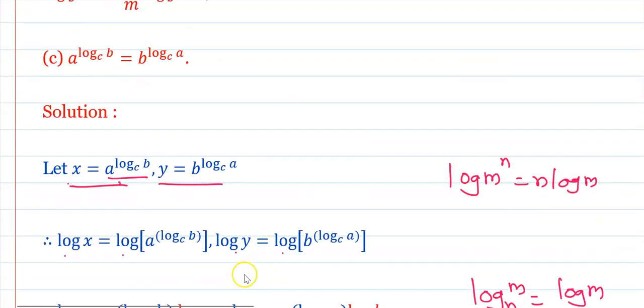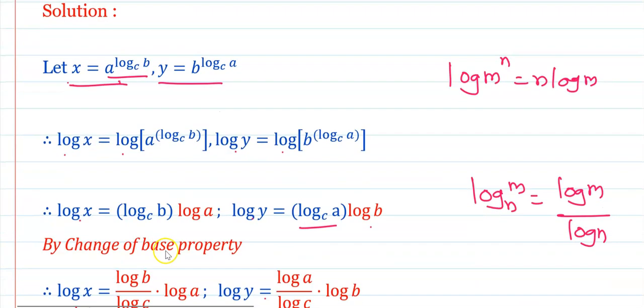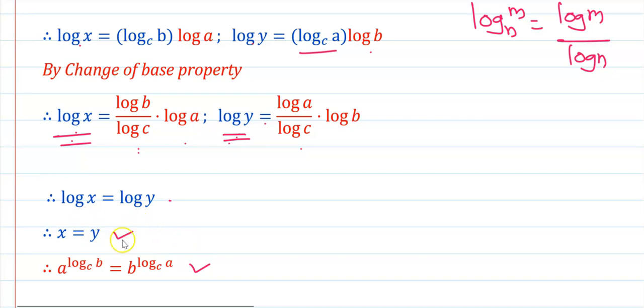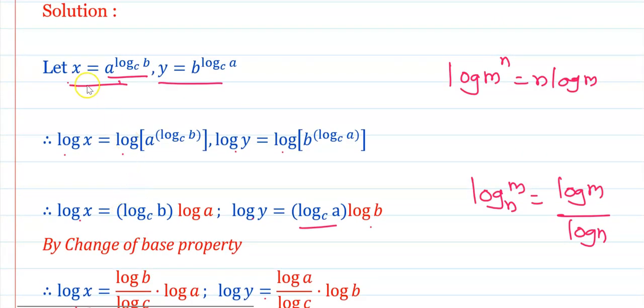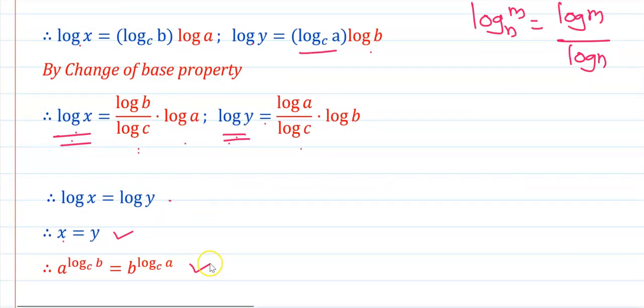Again, you can see here: first call these two x and y. Take log on both sides. Apply the change of the base property. Then you will get that these two are equal. As these two are equal, x is equal to y. That is, x is what we had considered, and y is the other, and hence they are equal.